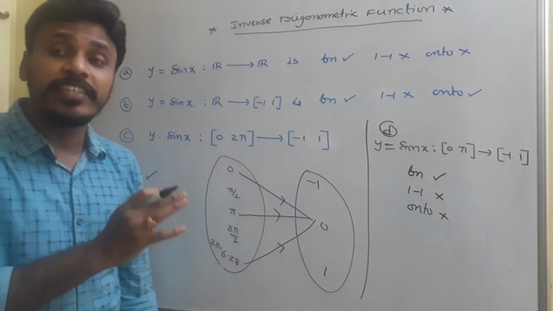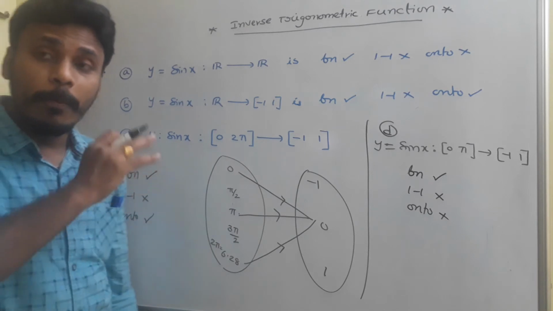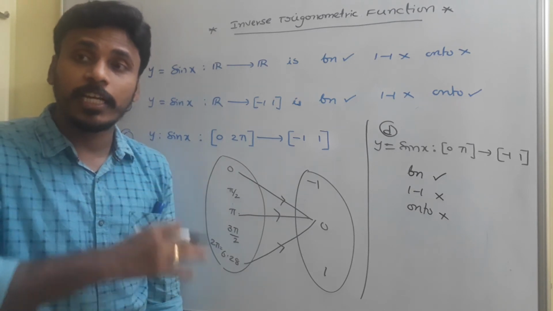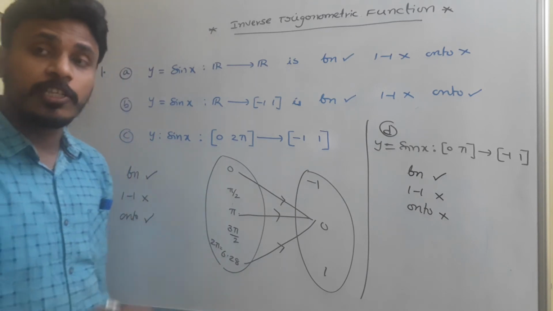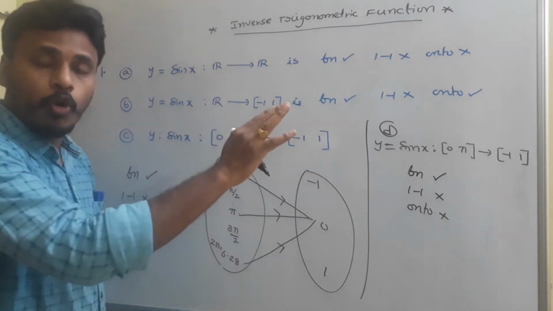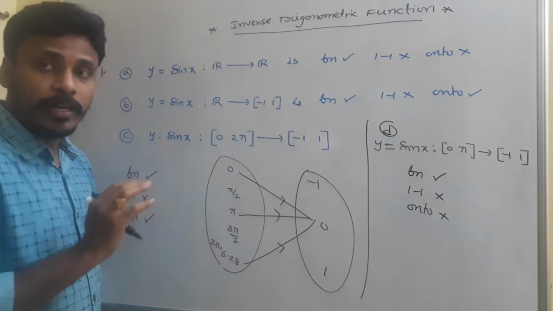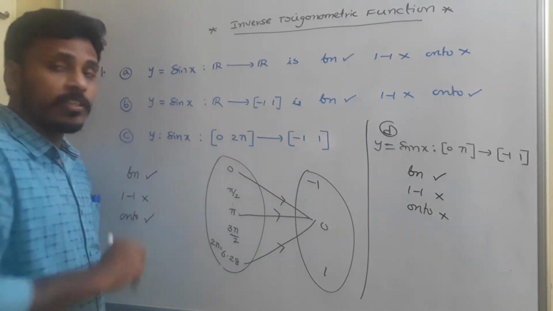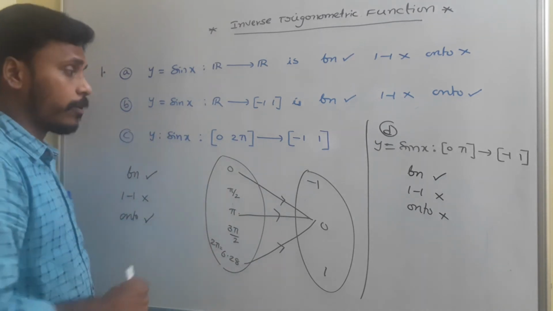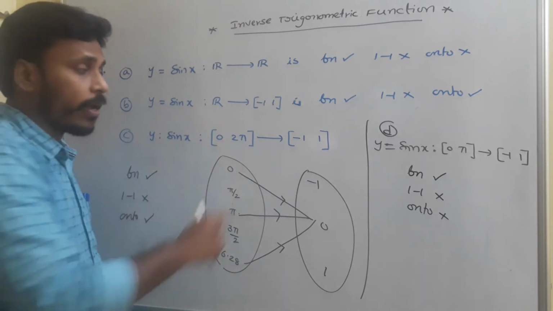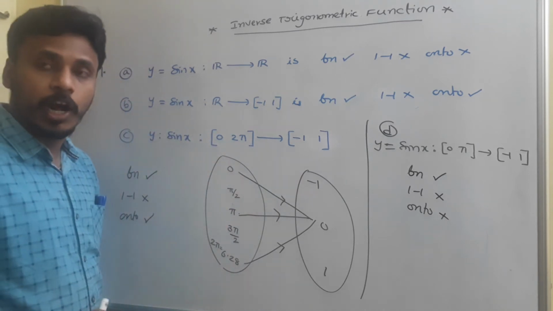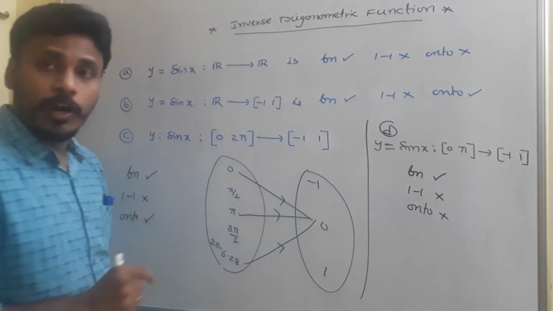I need a bijection. So to make a bijective trigonometric function, to make a bijective sin x, I am searching for the domain and codomain. If my domain is real numbers and codomain is real numbers, I am not getting a bijection. If my domain is real numbers and codomain is -1 to 1, still I am not getting a bijection. If my domain is 0 to 2 pi and codomain is the interval -1 to 1, still the function is not 1-1 and onto.